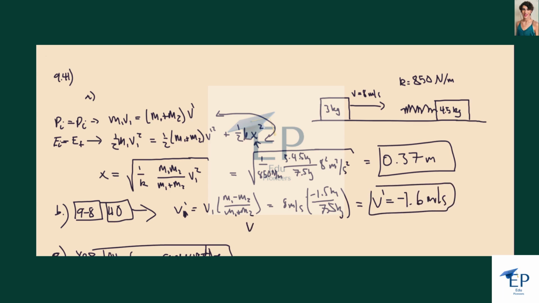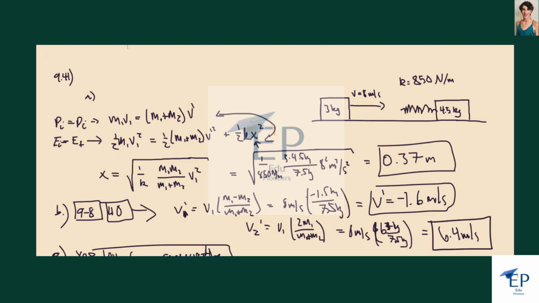Cool. We can do the same thing for V2 prime, and this becomes V1 times 2 m1 over m1 plus m2. So this is 8 meters per second times, sorry, that's not 7, that's 6, 3 times 2 is 6, simple math. So 6 kilograms over 7.5 kilograms, and this comes out to be 6.4 meters per second. Cool. We got all the answers there.